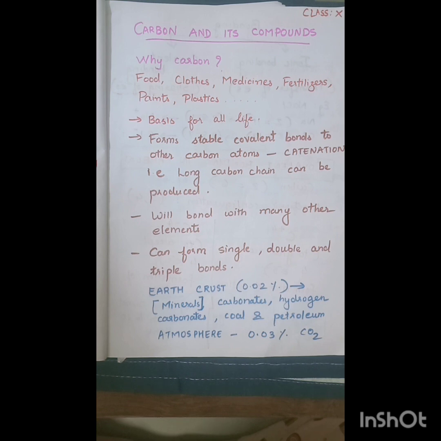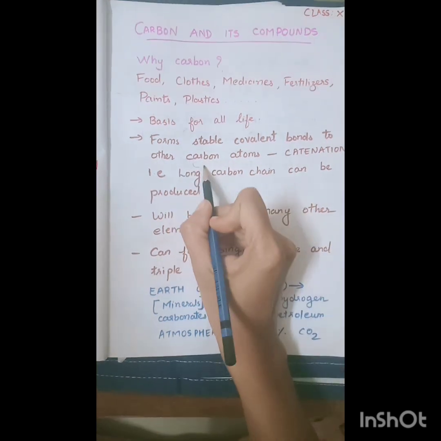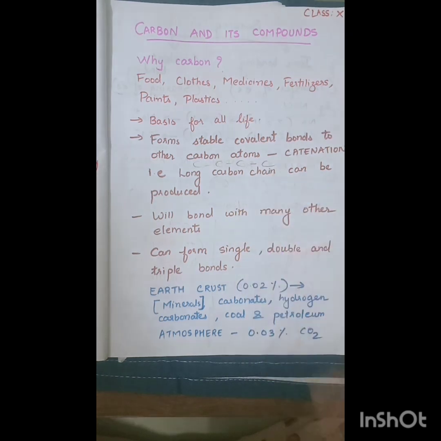Food, clothes, medicines, fertilizers, paints, plastic, and many more things consist of carbon. So it is the basis for all life, and it forms stable covalent bonds to other carbon atoms. That is, it forms chains of carbons, and that is known as catenation. That is, long carbon chains can be produced.